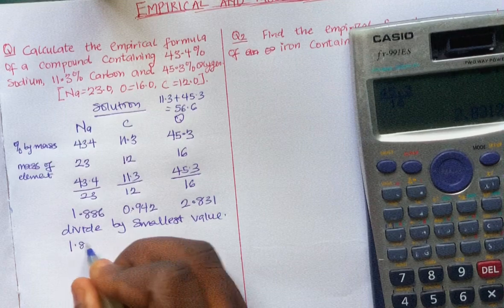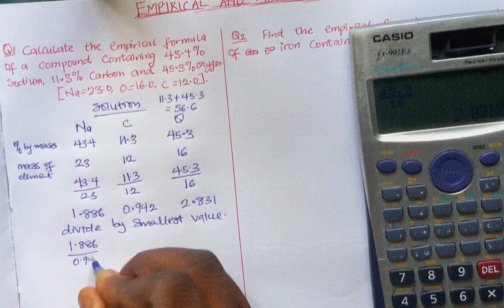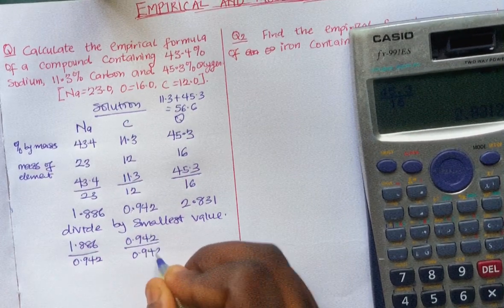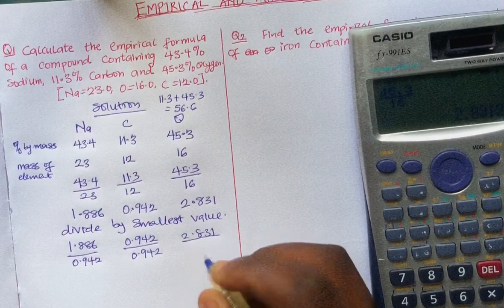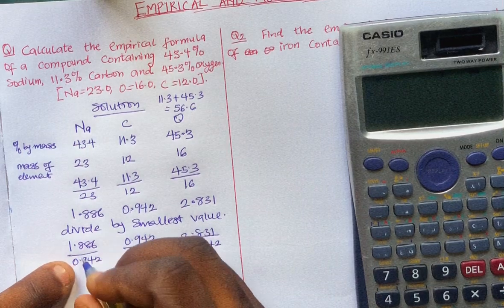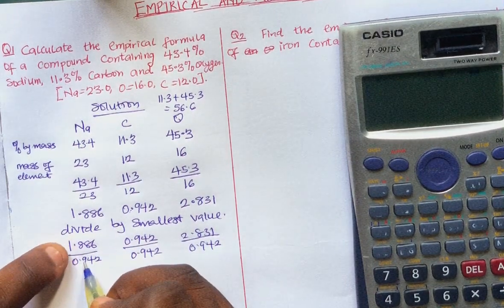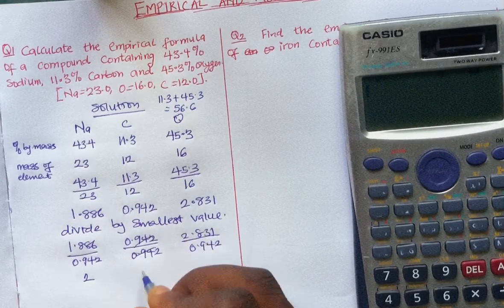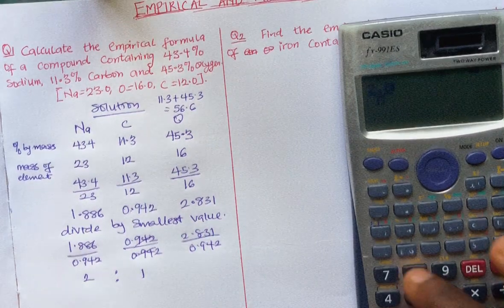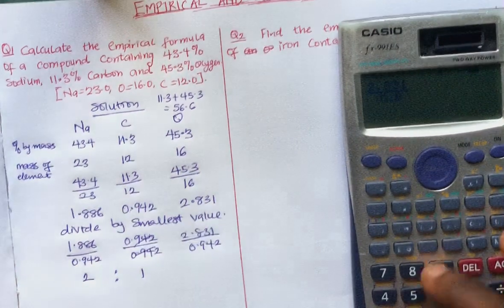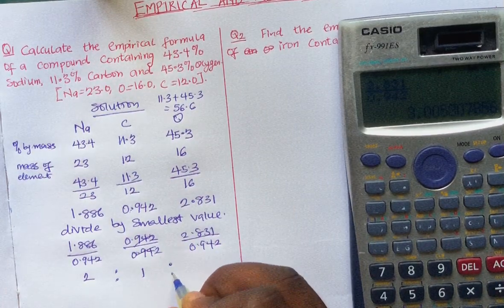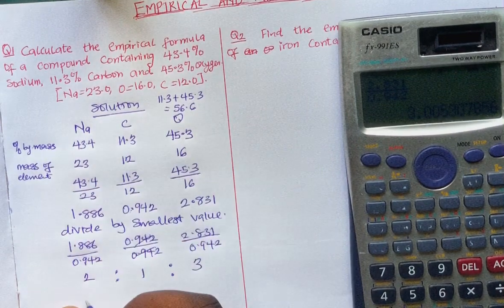So you have 1.886 divided by 0.942, then 0.942 by itself, then 2.831 divided by 0.942. The first gives us 2, this one is 1, so that's ratio 2 to 1. Then let's check this: 2.831 divided by 0.942 gives us 3. So you have ratio 3.